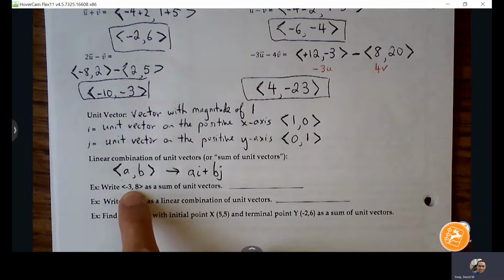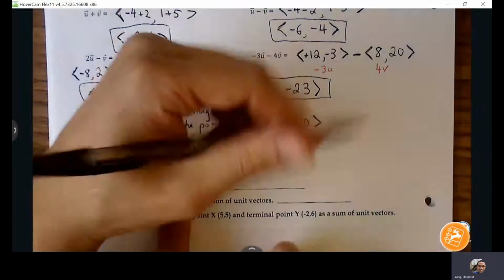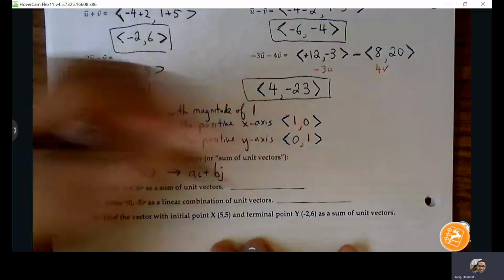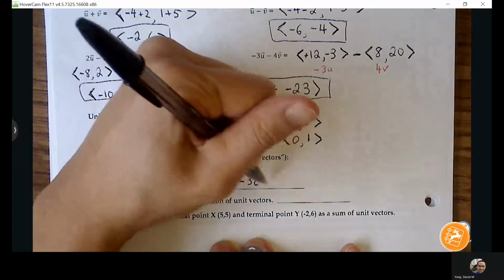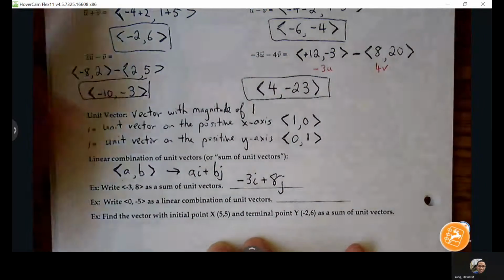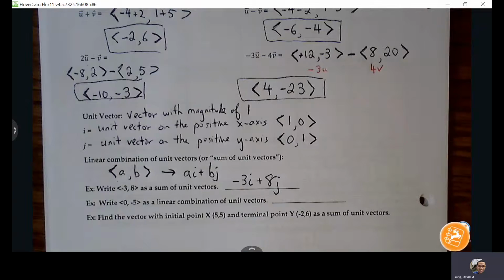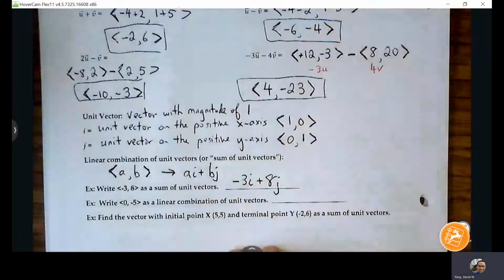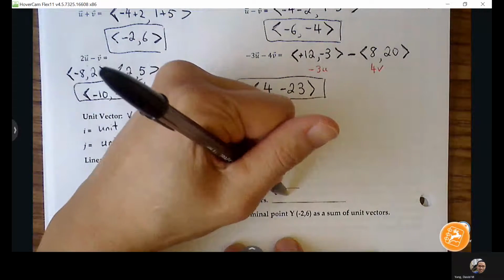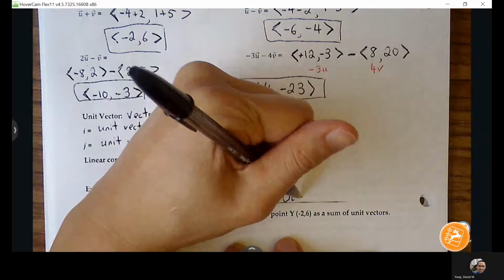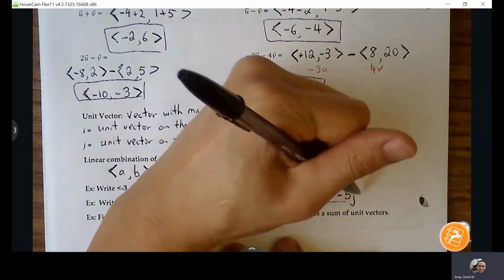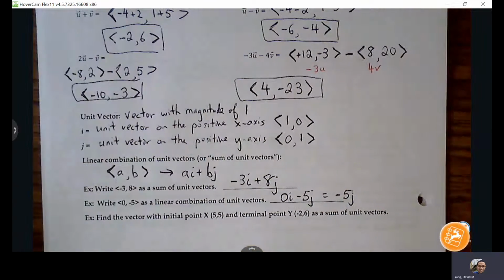Okay, write vector negative 3, 8 as a sum of unit vectors. So we simply just let the negative 3 go with i and let the 8 go with j. Okay, write vector 0, negative 5 as a linear combination of unit vectors. What would that be? Yeah, 0i minus 5j, which is really just negative 5j. We don't have to include that 0 since it just goes away.